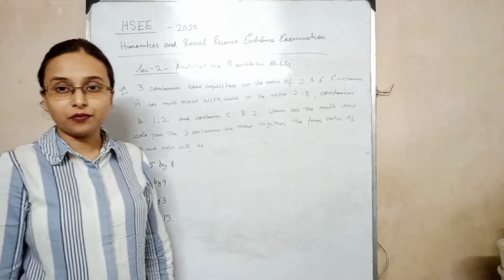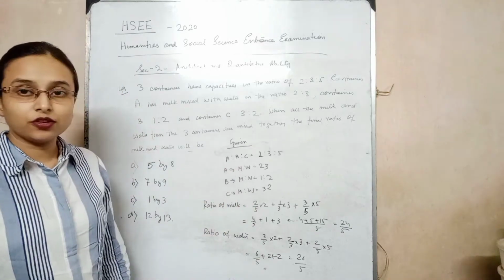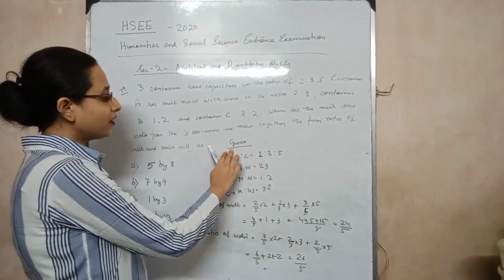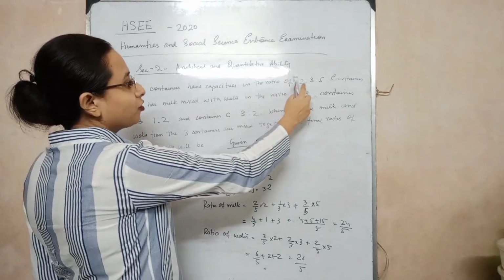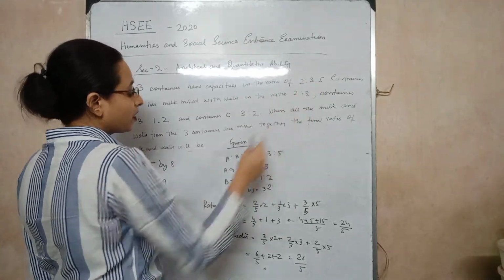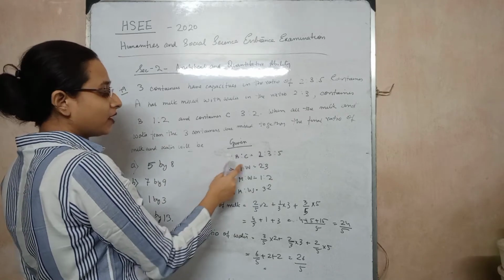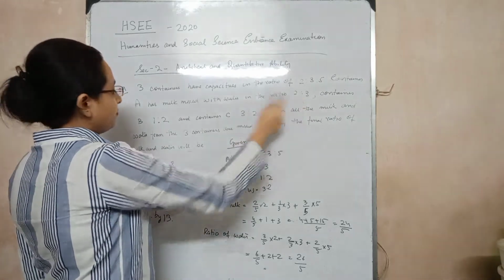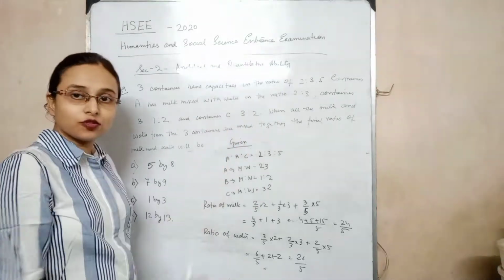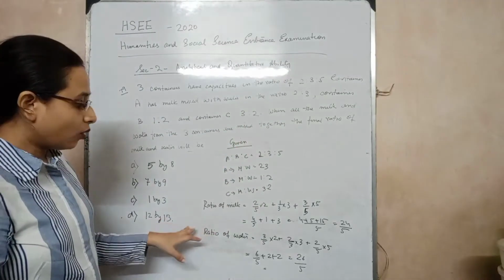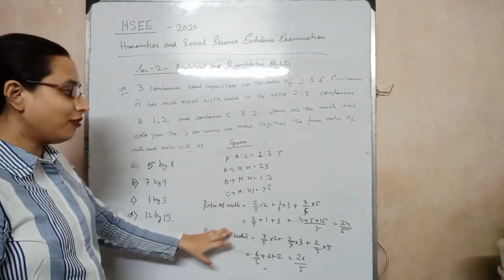Now solving the sum. See, I have done some calculation for you all. Given is A is to B is to C, that is in the ratio of 2:3:5. Now, A is milk is to water, which is 2:3. B was told 1:2. C was told 3:2. I have written down. Now, calculating the ratio of milk.